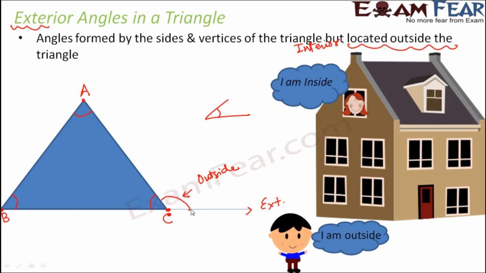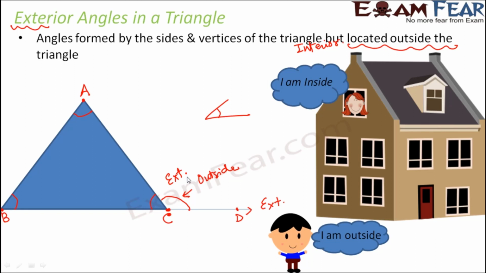So which are the sides of this angle? This is one side AC and this is another side, if we call this point D, CD. So AC and CD form this angle. So CD is nothing but an extended part of BC, which is a side of the triangle. So basically when you look at this angle, this is an exterior angle of this triangle.